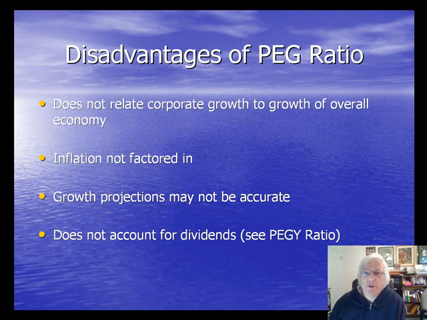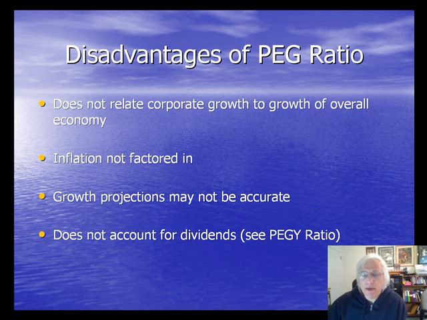Like everything else, there are certain disadvantages to using this ratio, and I want to bring them to your attention. First of all, it doesn't relate corporate growth to growth of the overall economy. So if a company is growing at 10%, you may find that pretty good, but if the overall economy is growing at 15%, then you may feel differently about that particular equity. It also doesn't factor in inflation. Now, if you're using forward earnings per share growth, those projections may not be accurate, so you have to be careful of the sources you use to access this information. And it does not account for dividends.